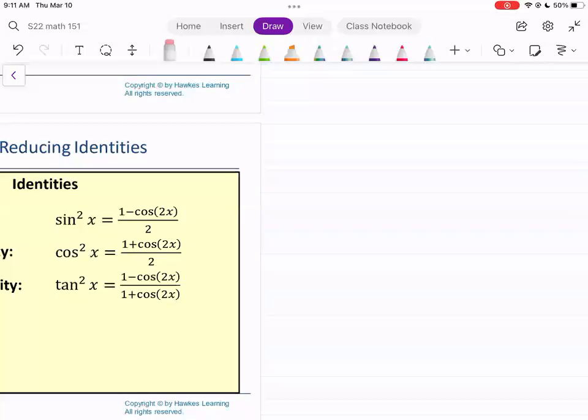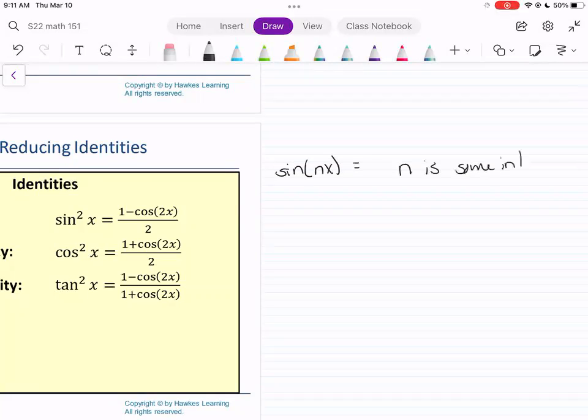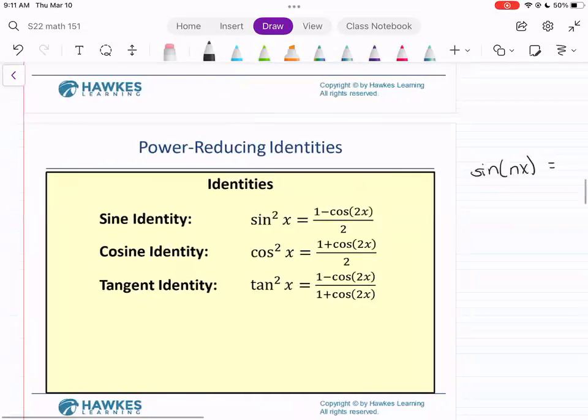We can see how the double angle identities are helpful when we have an expression of, say, the sine of nx, and we want to be able to reduce that where n is some integer. But it's also important for us to be able to reduce powers of sine, cosine, and tangent. And to do this, we're going to introduce the power reducing identities shown here.